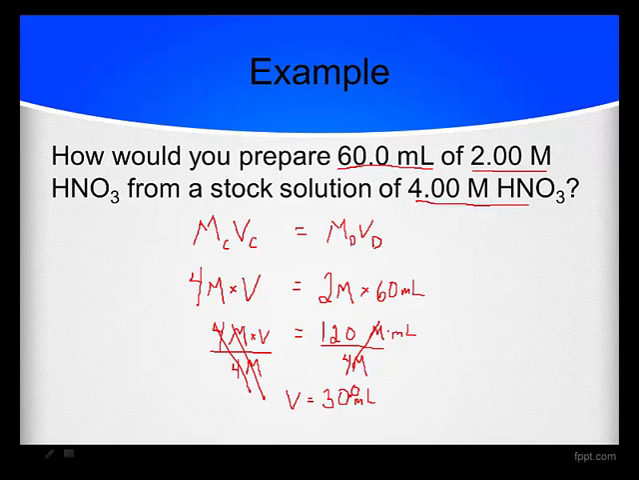Now the question does ask how would you prepare 60 milliliters? So to answer that, I would take 30 milliliters of my stock and I'd add water until it got up to 60 milliliters worth. 60.0 milliliters worth. Okay.